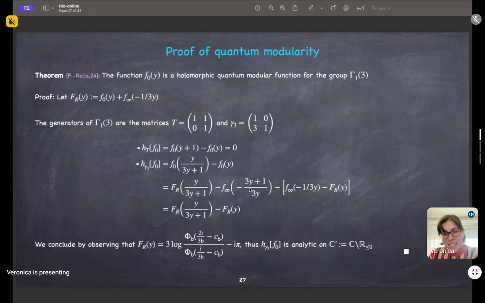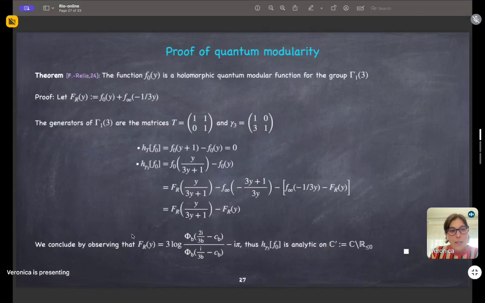Anyway, the two F_infinity cancel out, and what you are left with is precisely what is written: F_R at this point and F_R at y. And as I said, this combination amounts to this ratio of Faddeev logarithms, and therefore we know it's holomorphic and analytic in a much larger domain, which in particular proves that this function is a quantum modular form. And it was enough to check this property for the generators, because since H is a cocycle, once you have it for the generators, you have it for all the other elements of the group.